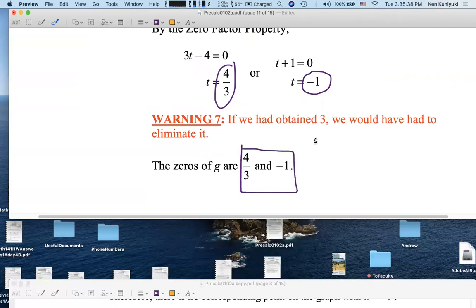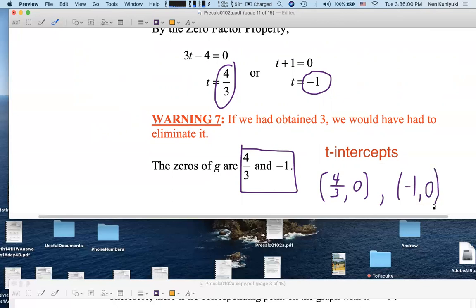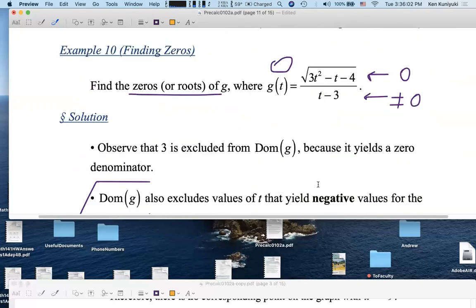And they correspond to the t-intercepts. Remember, these are going to be t-intercepts. They're going to correspond to the t-intercepts 4/3, 0. T takes the place of x here. 4/3, 0, and -1, 0. If you don't believe me, let's use Desmos to get a graph of this. And we can use t.